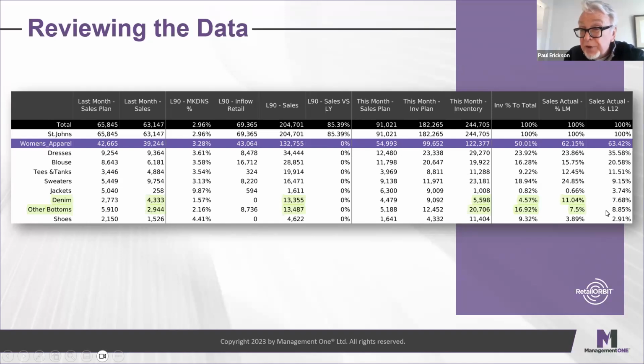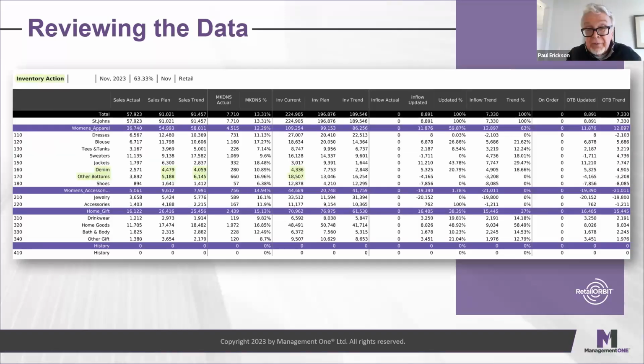But if you look at the last year, and this is why we include the percentage for the last 12 months, one month can be an anomaly. One month can be an outlier. But when we look at the last 12 months here, we see that pants do outsell denim, but certainly not to the degree that we would have 4 times the inventory. Let's look at an inventory action report. That was a global report.